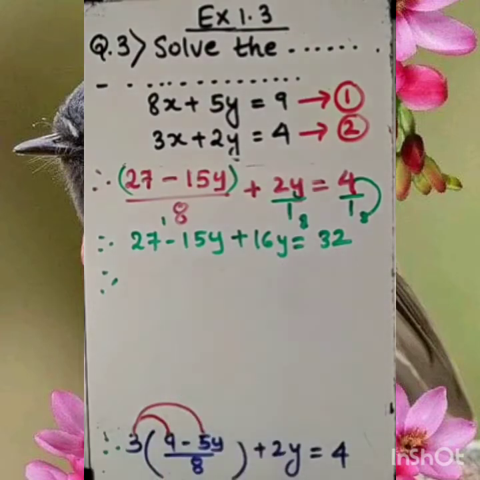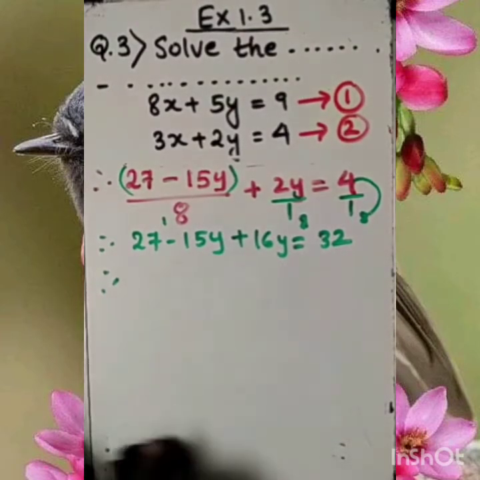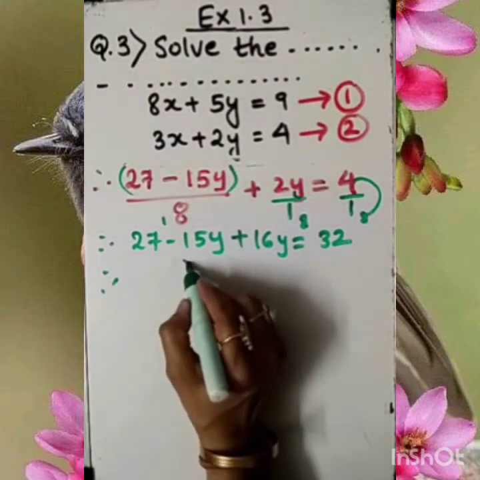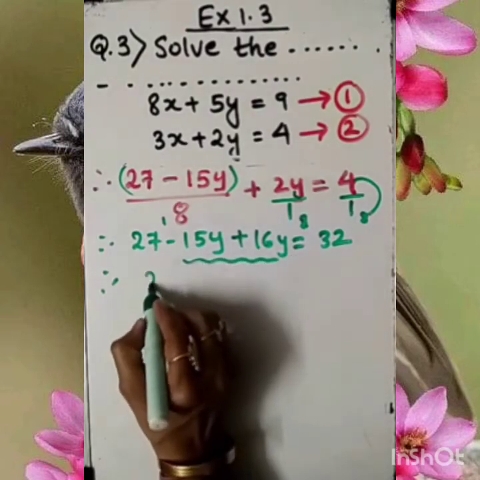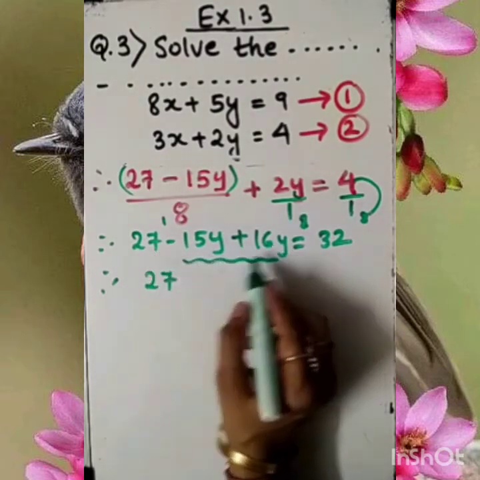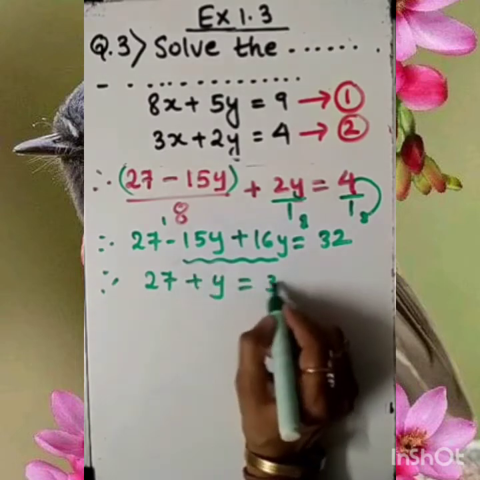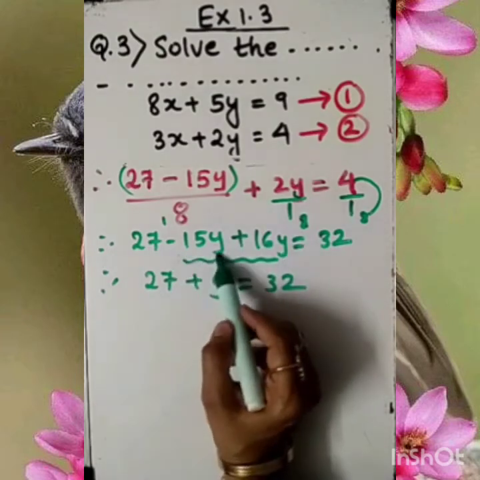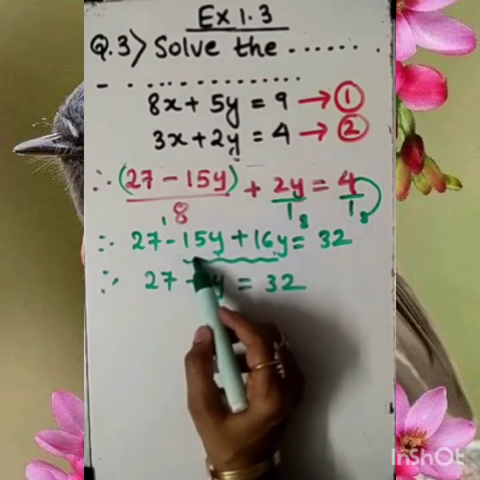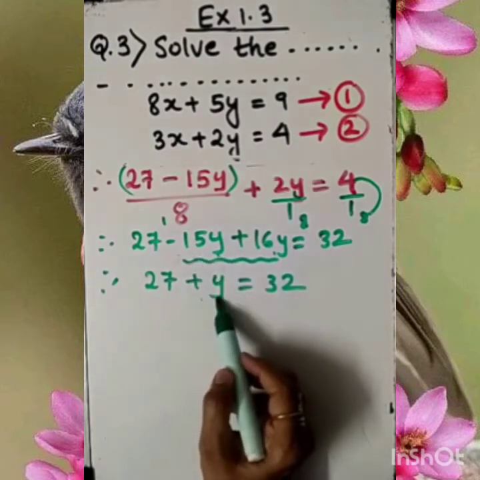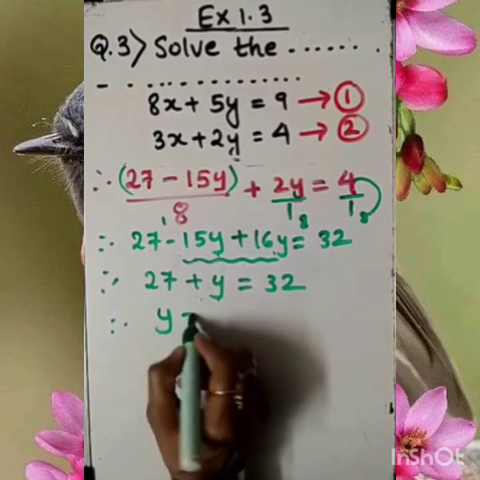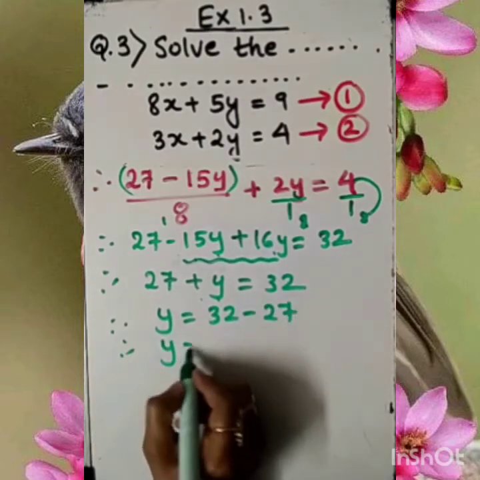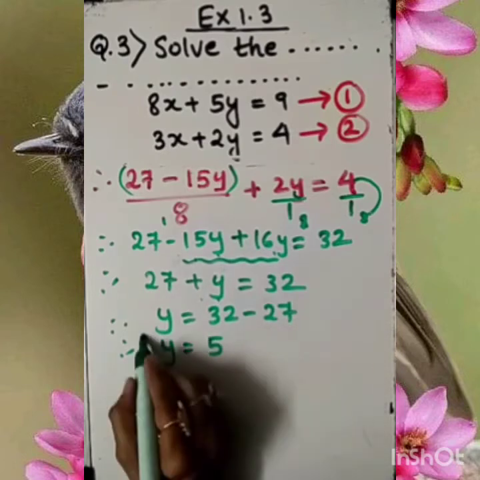What do we have to do further for that? We need to take all the y terms to the same side. These both are on the same side already. So we have here 27 plus y equal to 32. How did I get this y? We know 16y minus 15y, 16 minus 15, gives the result plus y. Now let me bring this 27 to the right side. So what do we have? 32 minus 27, so y equal to 5.